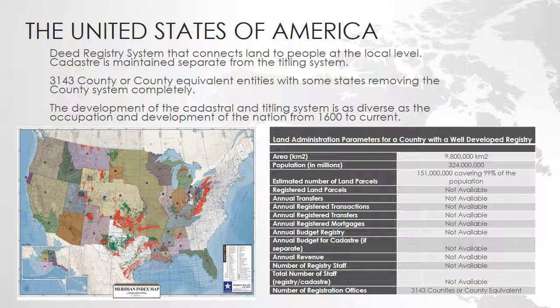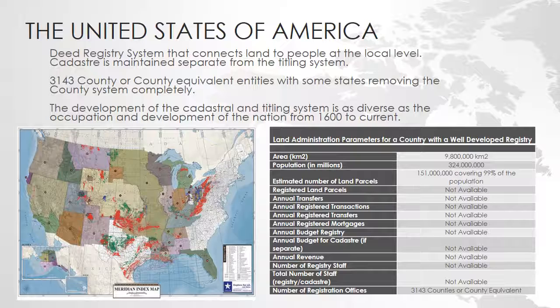The titling is done at the local level, at the county level. So there's 3,000 very unique title administrative offices. Using the quantitative parameters defined by the Land Equity Report there on the right, I think it's interesting to see how much information is not available. And you can speculate. Estimated number of land parcels, I've got 151 million.